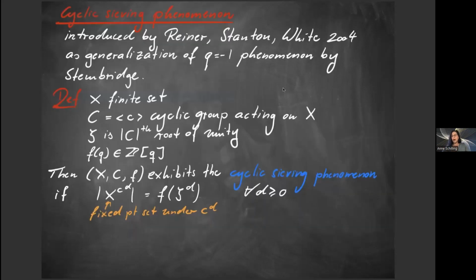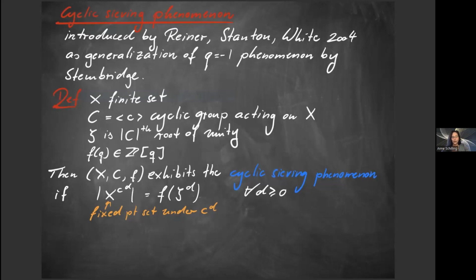Okay, so in the last 5 minutes of my talk, I briefly want to tell you about how we can use this to define a cyclic sieving phenomenon. So the cyclic sieving phenomenon is a generalization of the Q equals -1 phenomenon introduced by Stembridge. And what you need for this is a finite set X. Then you need a cyclic group acting on the set X. And you need a polynomial.